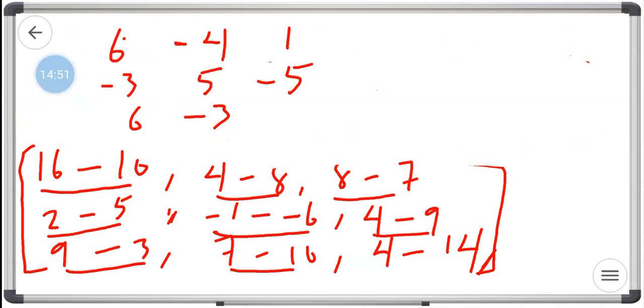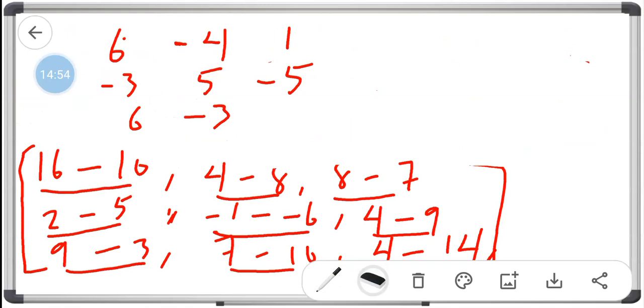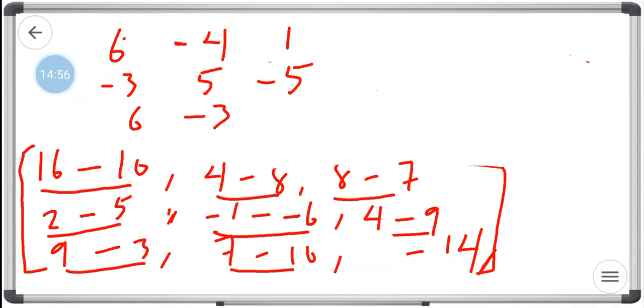Here should be 3, not 4. Because if you look at our L, you notice that we have 3, 10, and 14. So we'll be saying 9 minus 3, and also 7 minus 10, and the last one, that's 3 minus 14, and that will give us minus 11.